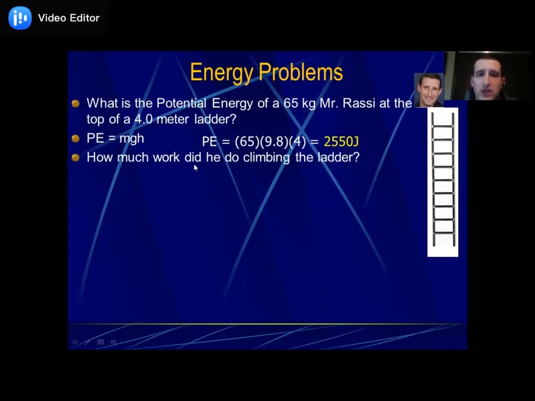How much work did he do climbing the ladder? And here's where the problem maybe could be a little more complicated, right? We have two possible equations for work. We have our original equation for work, force times distance, and then we also have the idea that work is equal to the change in energy. So what we're going to see is that in this particular problem, we could solve it either way.